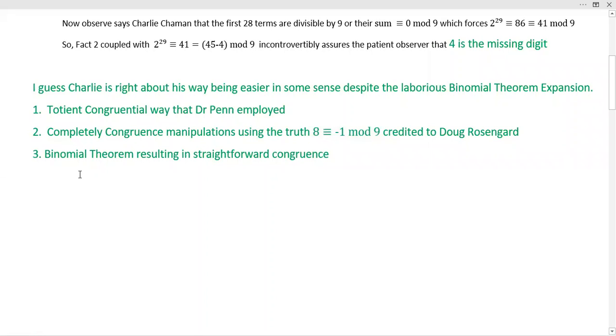But many of the commenters said, hey, I can just do this without knowing what the totient function is. And they're right. The binomial theorem does it, or this way does it.